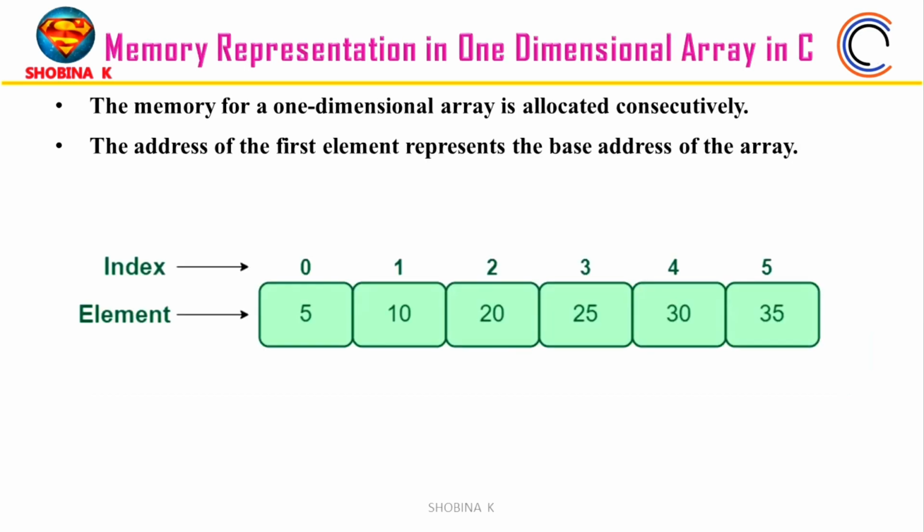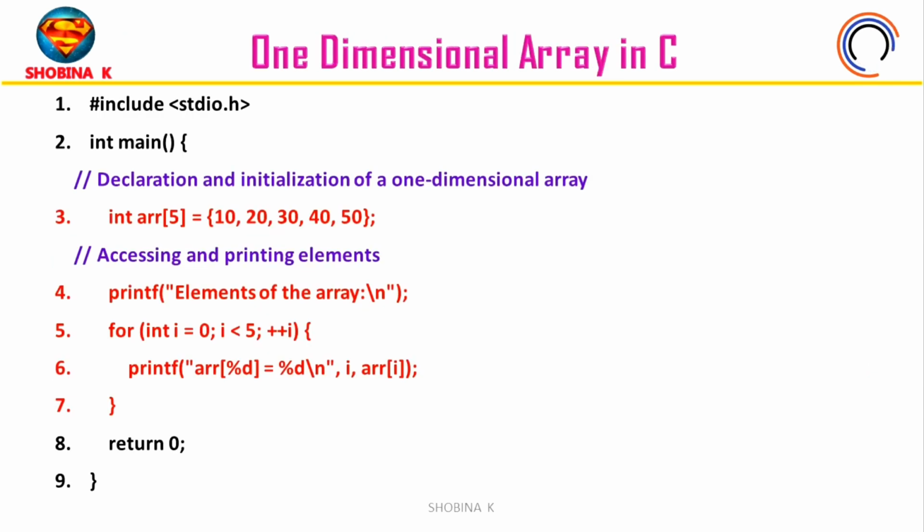The memory for a one-dimensional array is allocated consecutively. The address of the first element represents the base address of the array. So a one-dimensional array provides a way to store and manipulate collections of elements of the same data type in contiguous memory locations, with each element accessible through a unique index. Here is an example of a one-dimensional array.